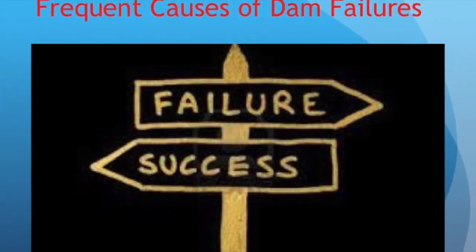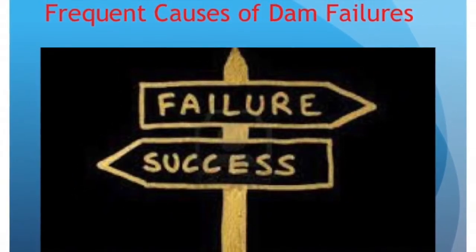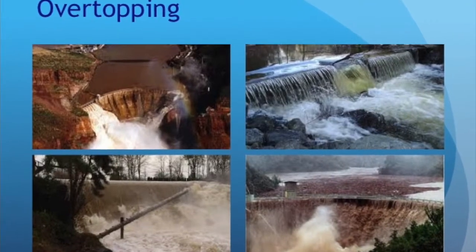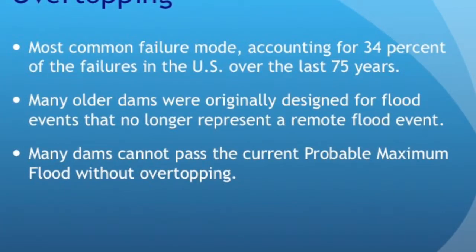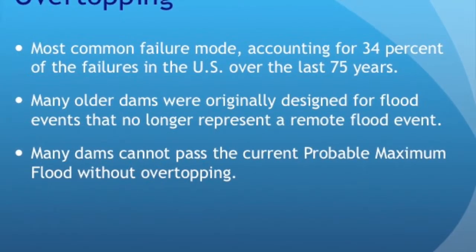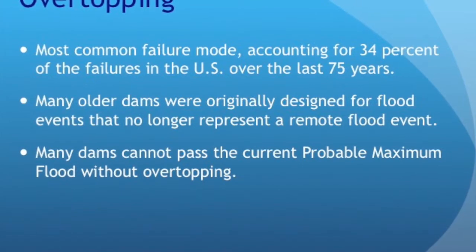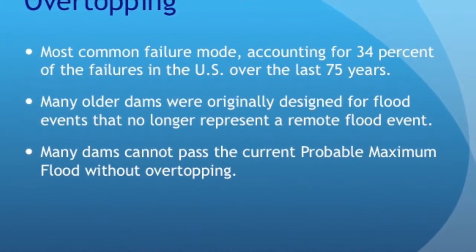Frequent causes of dam failures. Overtopping. This is the most common failure mode, accounting for 34% of the failures in the U.S. over the last 75 years.